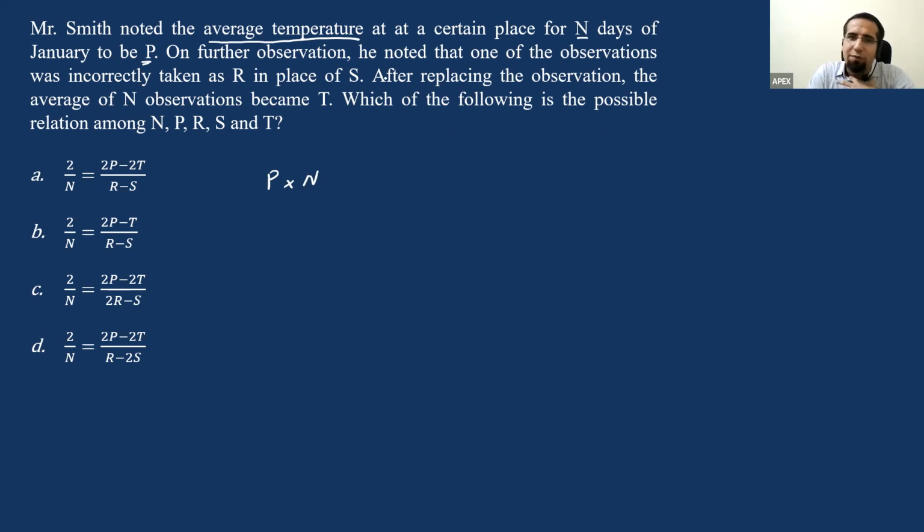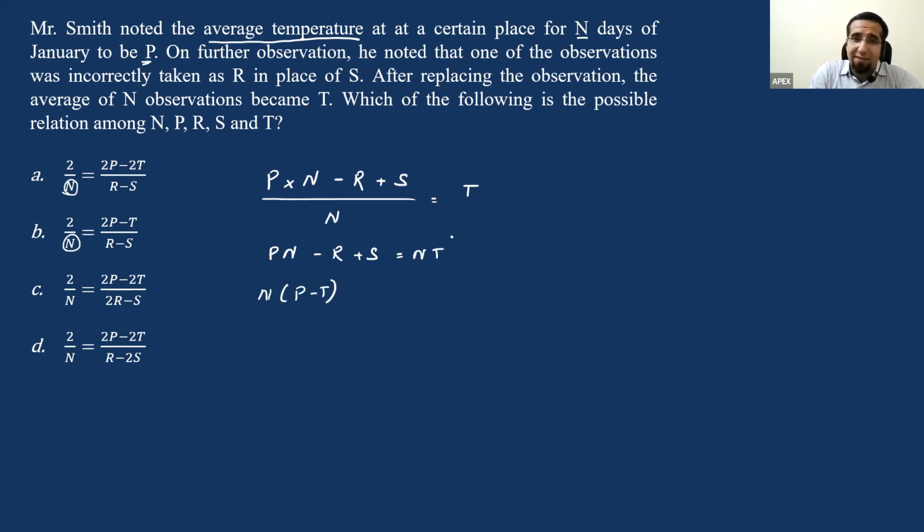Now, on further observation, he noted that one of the observations was incorrectly taken as R in place of S. After replacing the observation, the average of n observations turned out to be T. That means I'm removing R in place of S, and I'm calculating the new average of these terms, and this new average is equal to T. Now, if you observe, N is the subject in all the options. So therefore, let's make N the subject first. So you have Pn minus R plus S is equal to nT. So I can take N common, this becomes P minus T.